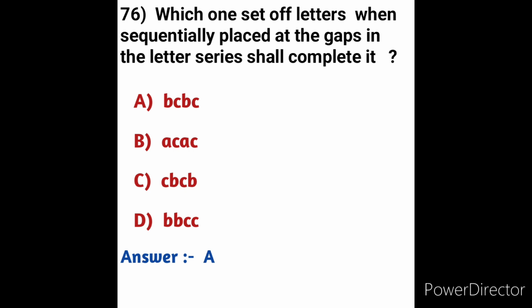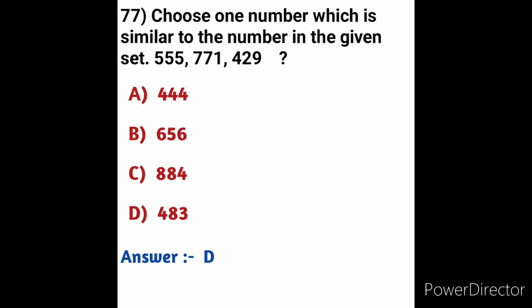Next, move on to question number 77. Choose the number which is similar to the numbers in the given set. Here in this number series, 555, 771 and 429. We will see the options here. Option A 444, option B 656, option C 884 and option D 483.